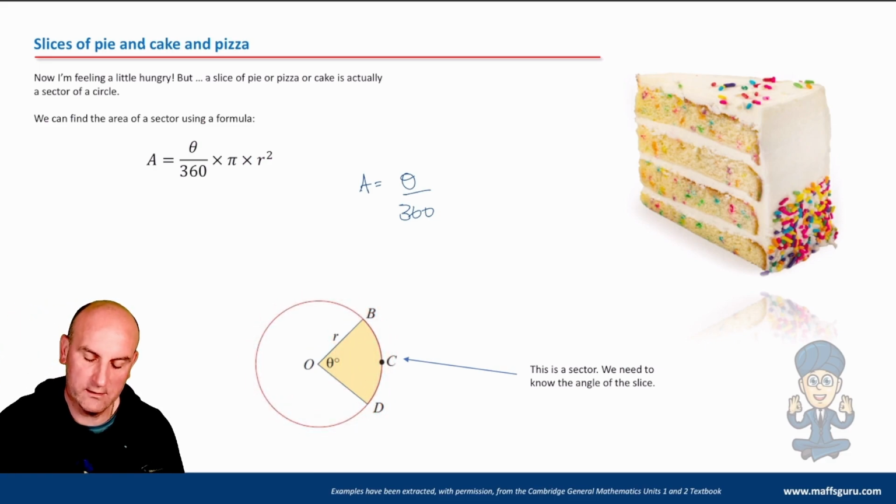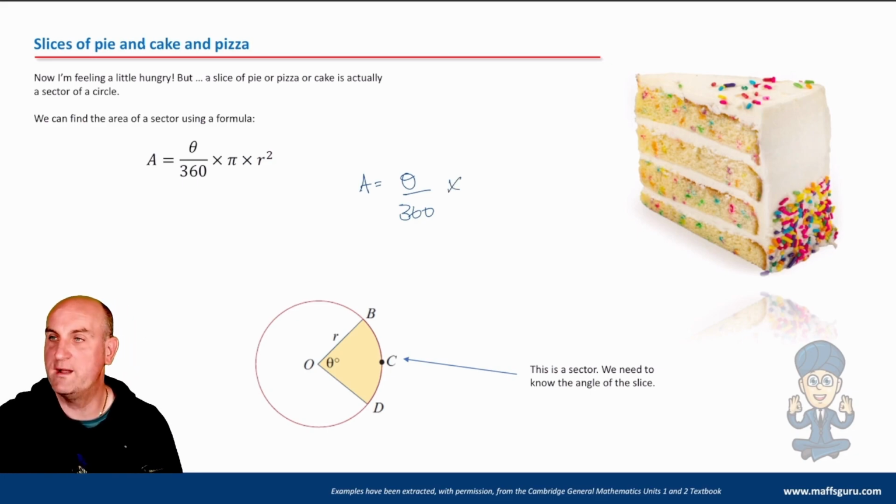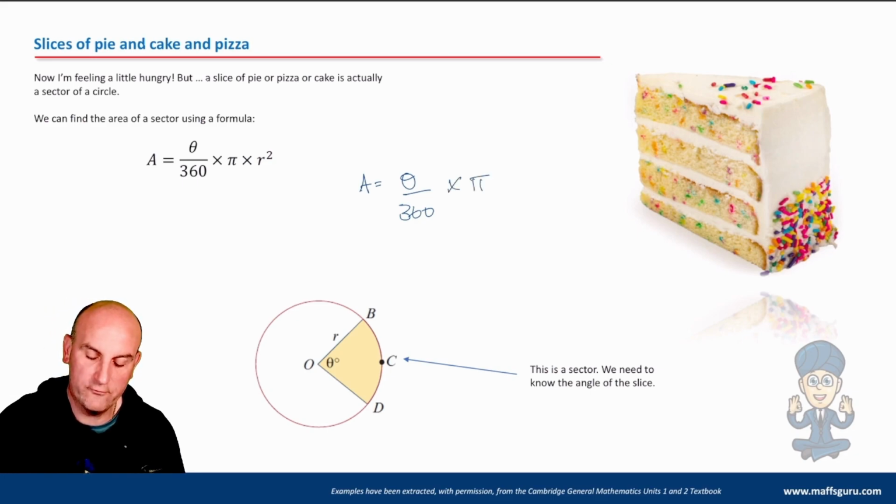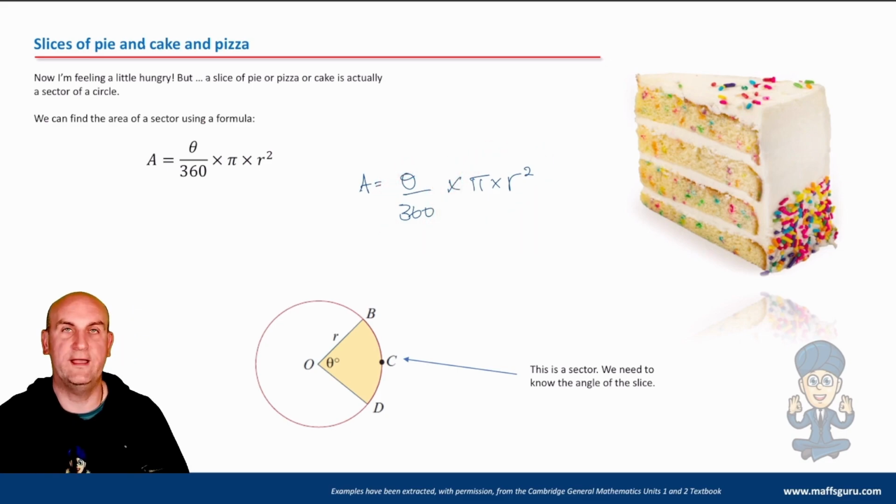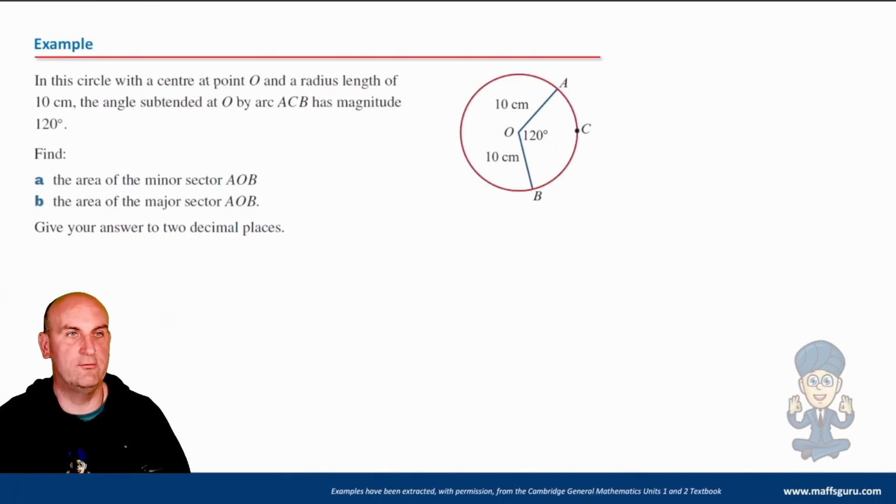All right, what am I going to do now? I'm going to times that by, I want a fraction of my area. And I know the area formula is pi times r squared. Oh, look, that's what we got here. So it's a fraction of the area of a circle. Let's hide that pie because I'm now really hungry.